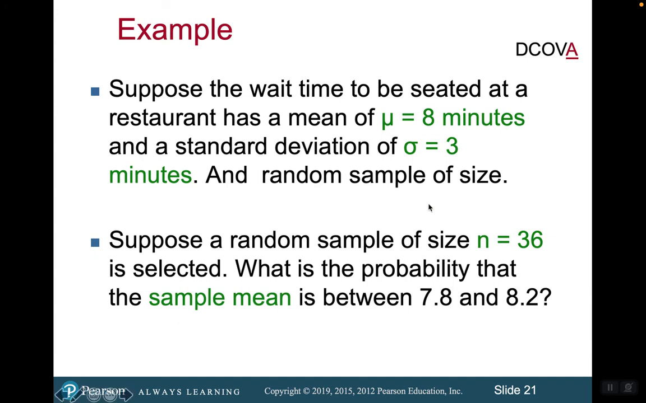We'll use a couple of examples here. Suppose the wait time to be seated at a restaurant has a mean of 8 minutes and a standard deviation of 3. And we take a random sample of size 36. What's the probability that the sample mean is between 7.8 and 8.2?